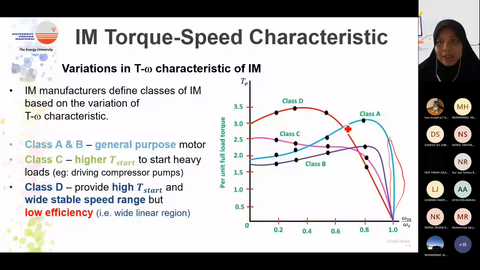For kelas D ni, the difference dia, slope ni dia lebih besar kat sini. Ya. Kelas D dia provide high starting torque. Okay, and wide stable speed range. Dia wide punya, dia punya slope ni wide, but it is low efficiency. So kalau nak pilih to use in the industry, we must choose lah whether nak high starting torque ke, but efficiency tak kira ke, or we want the high efficiency, we can choose class A, B or C. Okay, except for class D ni lah, dia low efficiency.